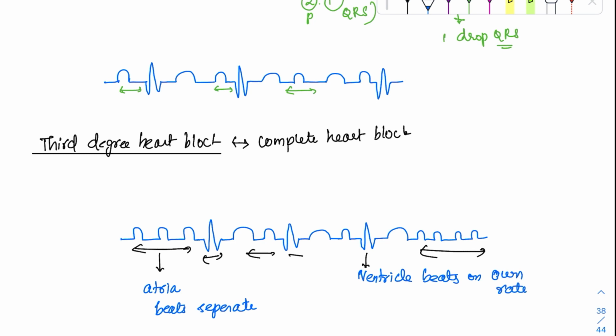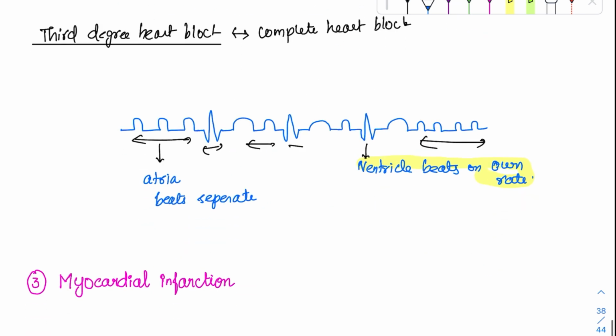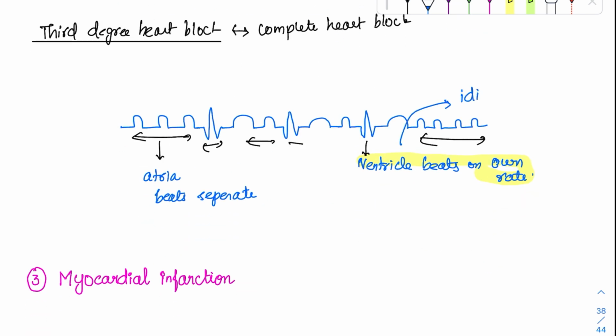This type of ventricular beating, where the ventricle beats at its own rate, is also called idioventricular rhythm. The ventricle is beating on its own. So this is all about the different types of conduction blocks: first degree, second degree, and third degree.